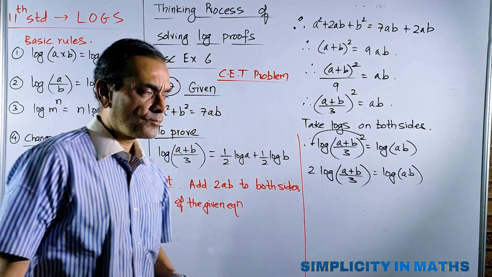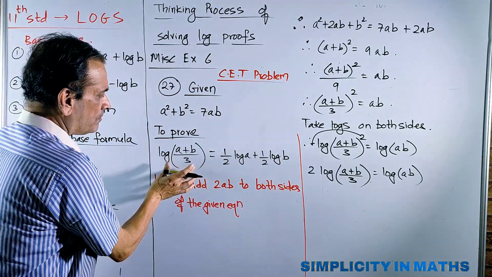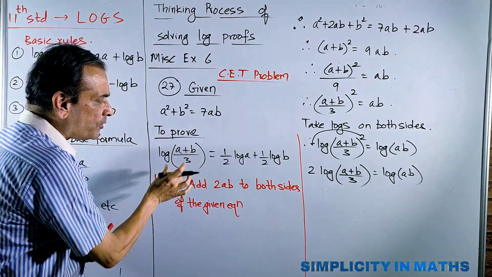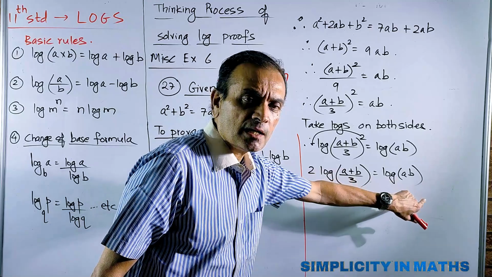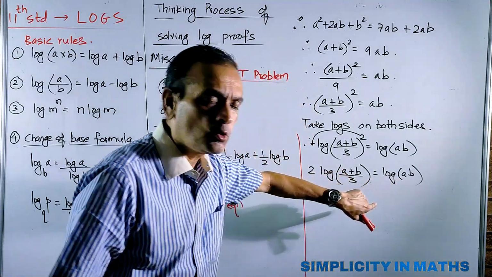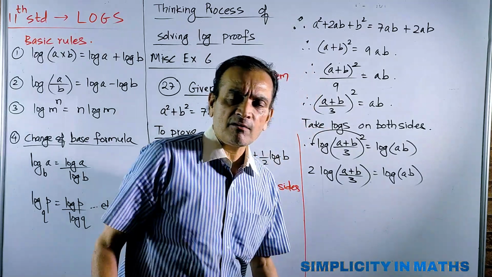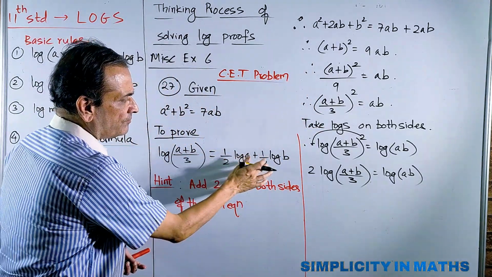Clear? Let us go back. On the left hand side we want log of (a plus b) upon 3. The 2 is not needed, so 2 goes on the other side as denominator, and the 2 goes on the other side as half. You can write it any way. I will write it as half.